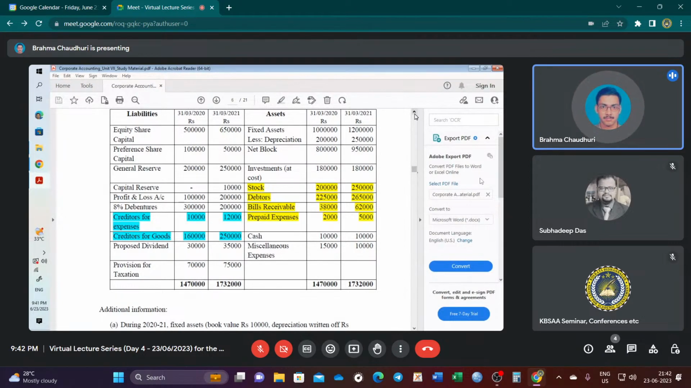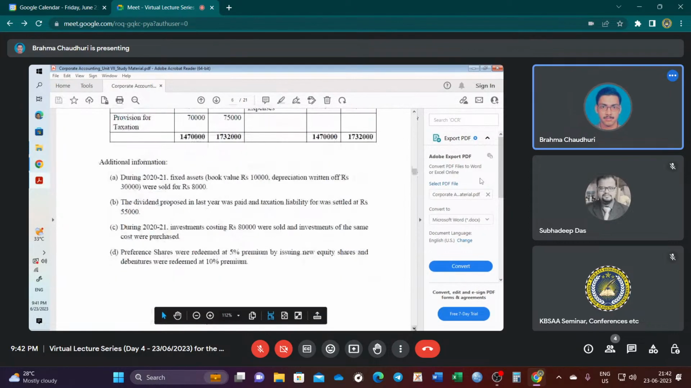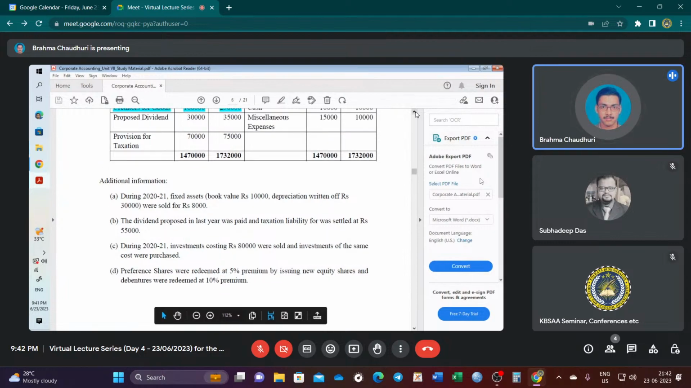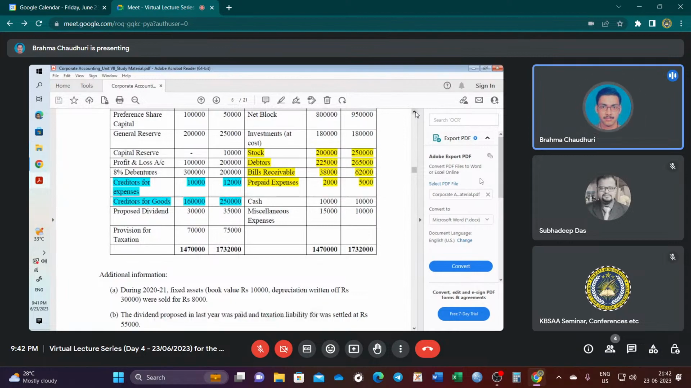Now we will have to be careful, that is, whenever these equity shares are being issued, whether they are issued at a premium or not has to be taken into consideration. Here it is stated that preference shares were redeemed at 5% premium and debentures were redeemed at 10% premium. So that adjustment, the premium on redemption of debenture and premium on redemption of preference share, has to be taken into consideration.